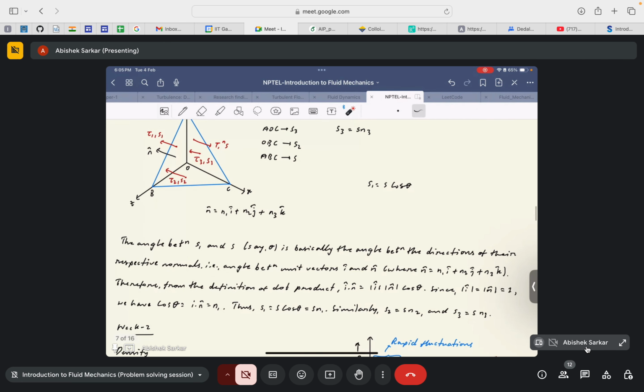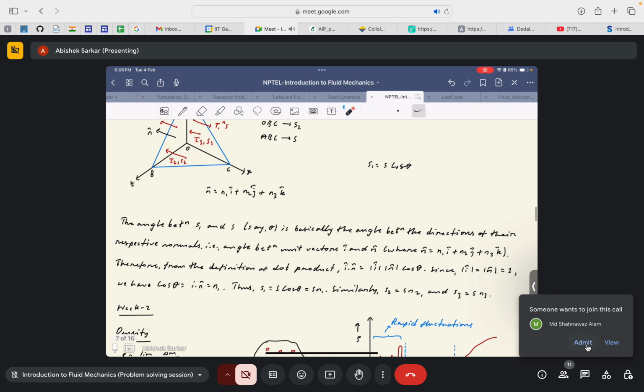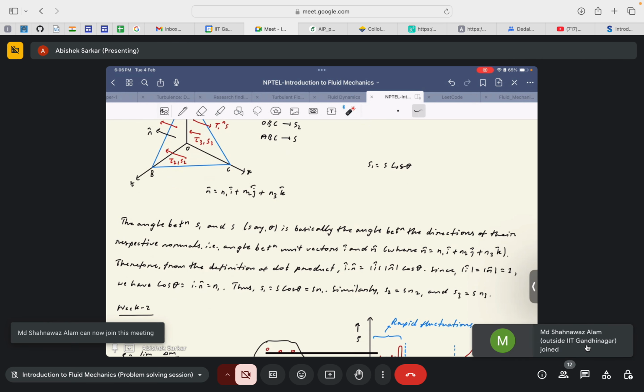From the definition of the dot product, we can write that i dot n cap is the magnitude of i times the magnitude of n multiplied by the cosine of the angle between i and n, that is, cos theta. Now, since the magnitude of the unit vector i cap is 1, and the magnitude of the unit vector perpendicular to the surface S is also 1, we can say that i dot n cap is equal to cos theta.